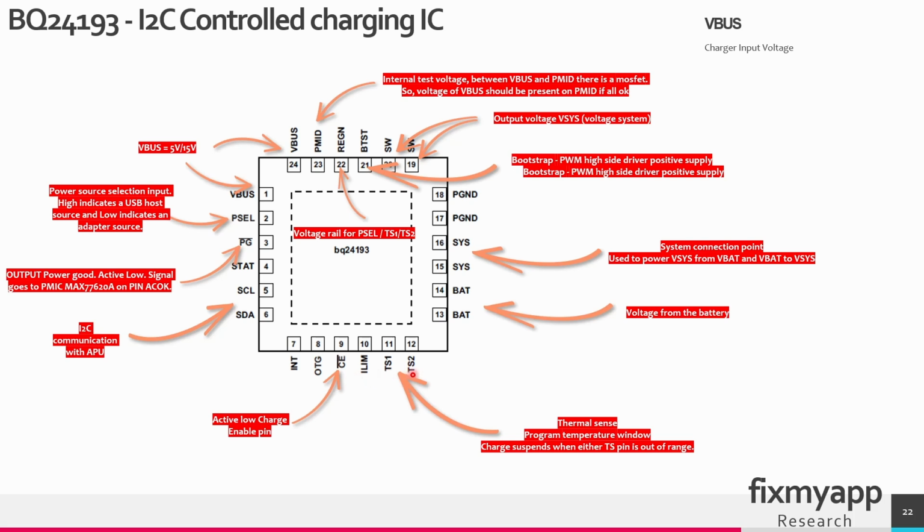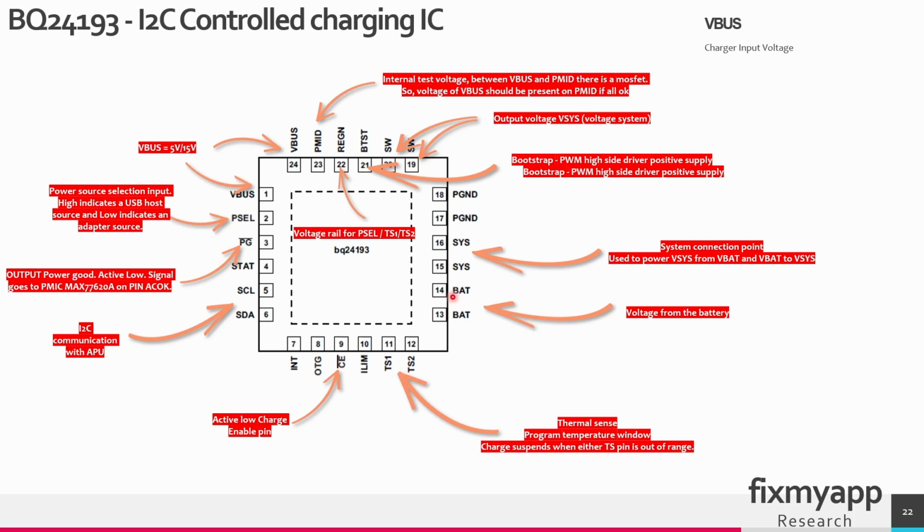TS1 and TS2 are thermal sense pins, and these pins are used to program the temperature window. So charge suspends when either the TS pin is out of range. So depending on what is programmed here, it will set some limits for the thermal sensing circuit.